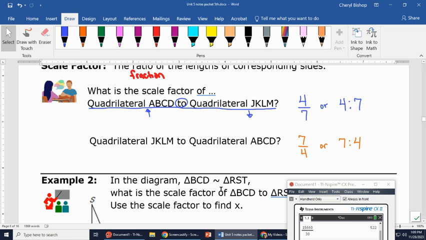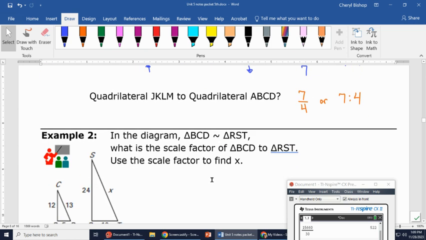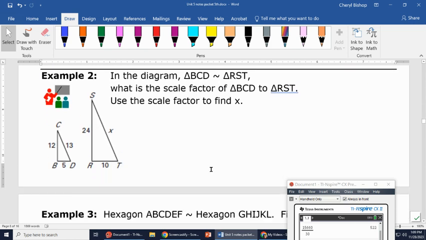All right, example 2. In the diagram, triangle BCD is similar to triangle RST. What is the scale factor of BCD to RST? Use the scale factor to find X. So remember, your scale factor you find by making ratios of corresponding parts.